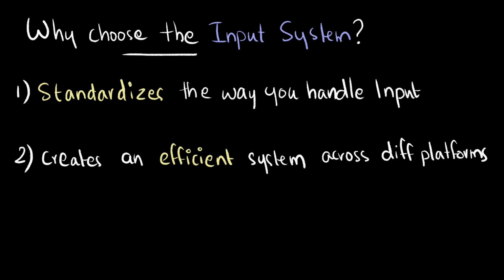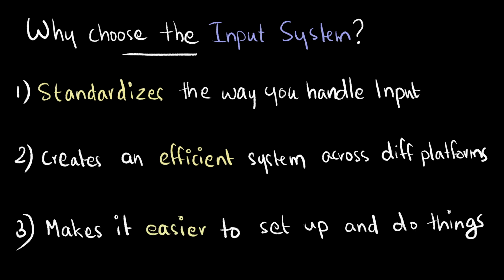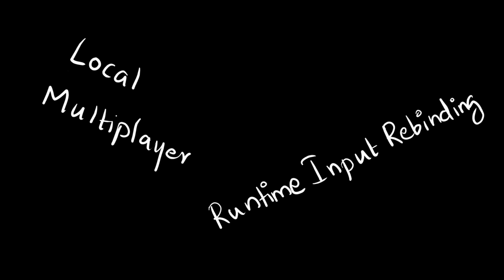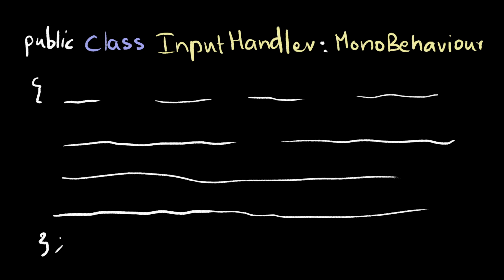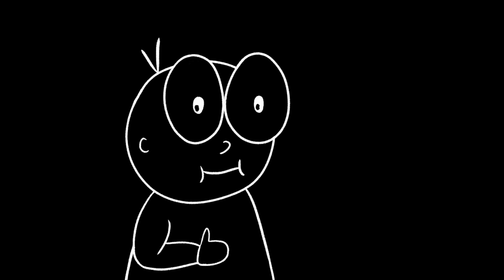And the final reason for choosing the input system is that it makes it easier to set up and do things. Things like local multiplayer and input rebinding are so much easier to do compared to the manager. In the manager, you would have to create a huge custom class for input and rebinding it was a total pain. Fortunately, it became a lot easier with the input system.